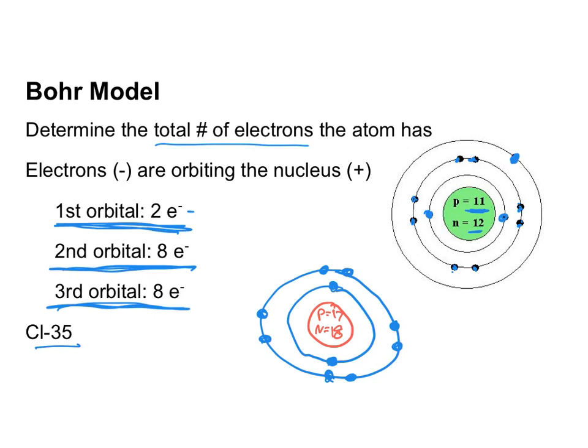And now I need a third orbital because I need 17. I know I have 7 electrons remaining. So I'm going to go ahead and place those remaining 7, 5, 6, 7 electrons on that third orbital. So there is my Bohr model for chlorine with a mass of 35. Okay, so you guys are going to have to be able to identify protons and neutrons, put them in the nucleus, and then draw the electrons on the appropriate orbitals around the outside of the nucleus.